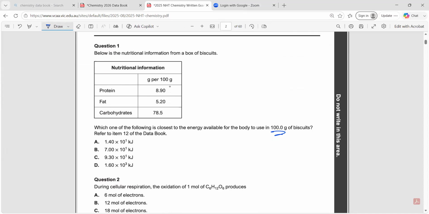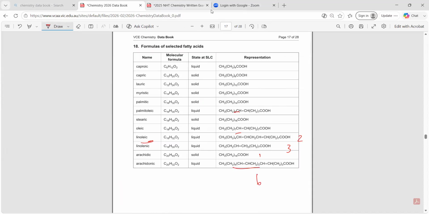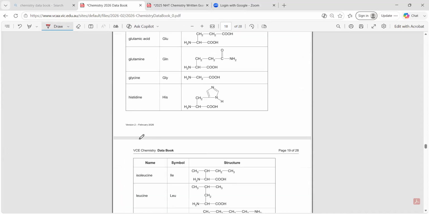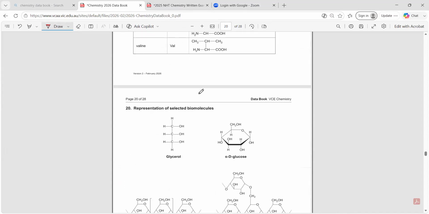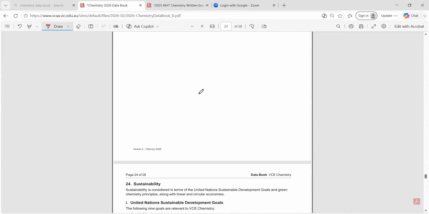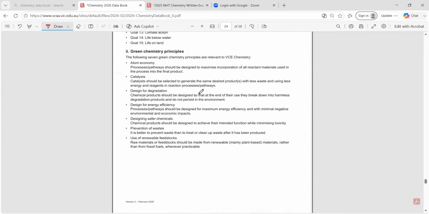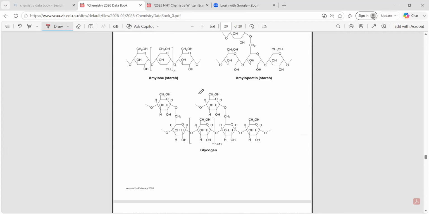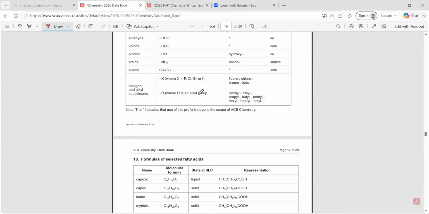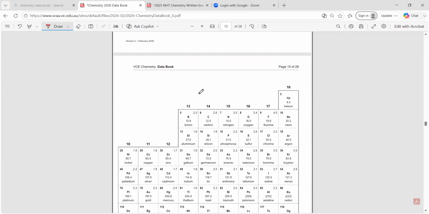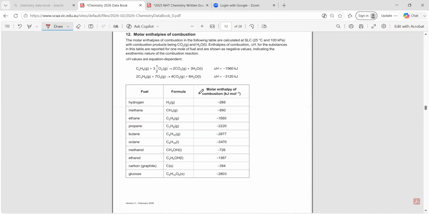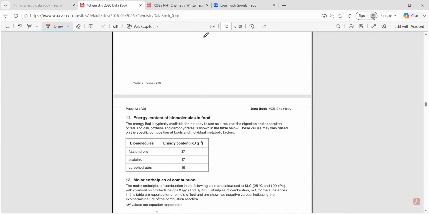Energy available to 100 grams. This is also per 100 grams, so it makes our life super easy. I believe this is 16, this is 17, and I think this is 37. So you just refer to that in the data book. Oh man. Okay, it's somewhere. Oh yeah, here, 37, 17, 16, right?